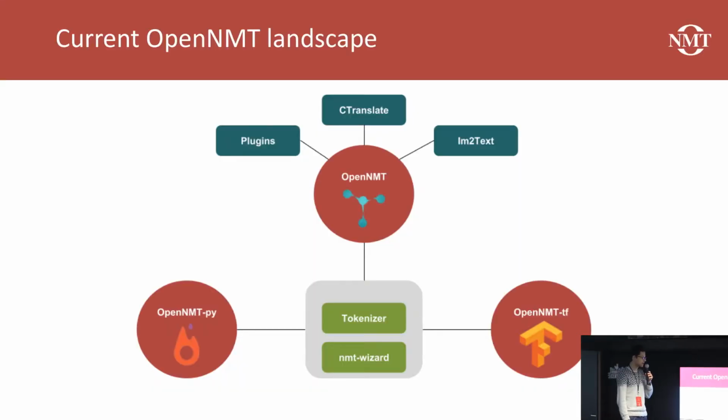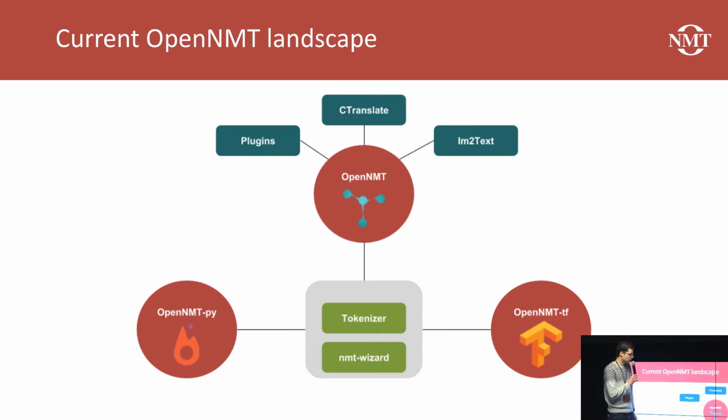So to conclude this presentation, here is the current landscape of the OpenMT ecosystem. It's not only a project now, it's an ecosystem. So you have obviously the OpenMT project, the original version with all its dependencies, that is now, we'll come back to that later. And there's also the new version of PyTorch and the TensorFlow. So these are the three main versions of OpenMT.